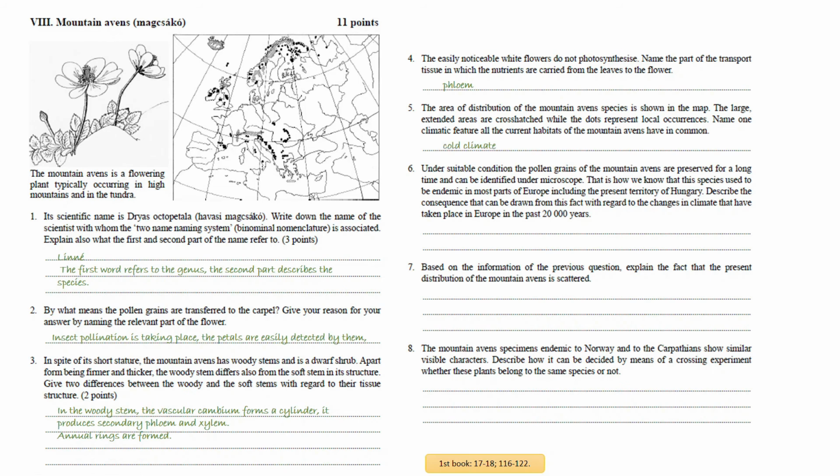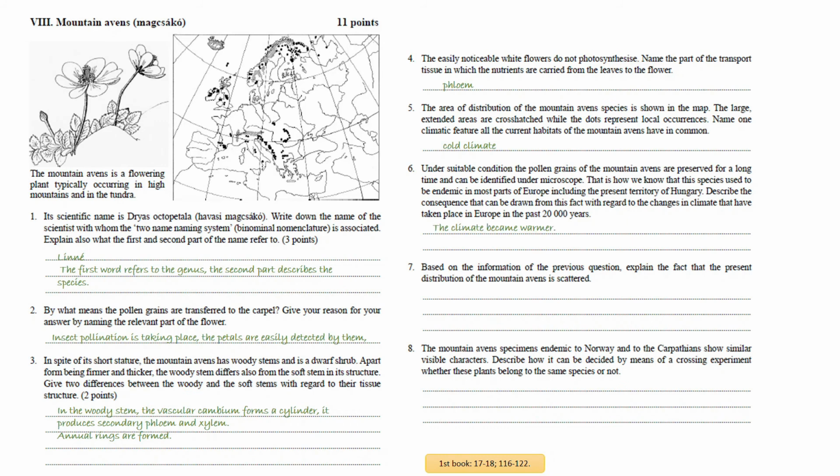Under suitable conditions, the pollen grains of the mountain avens are preserved for a long time and can be identified under a microscope. That is how we know that this species used to be endemic in most parts of Europe, including the present territory of Hungary. Describe the consequence that can be drawn from this fact with regard to the changes in climate that have taken place in Europe in the past 20,000 years. So we have just discussed that they prefer chill conditions, cold climate, so probably the climate became warmer.